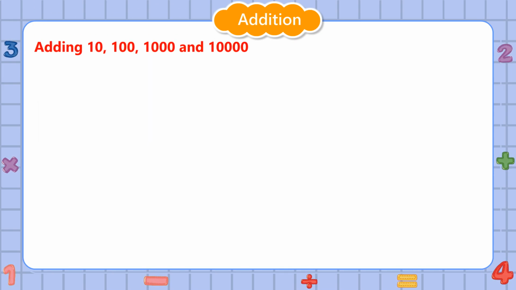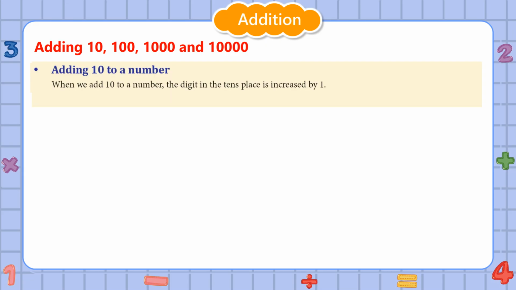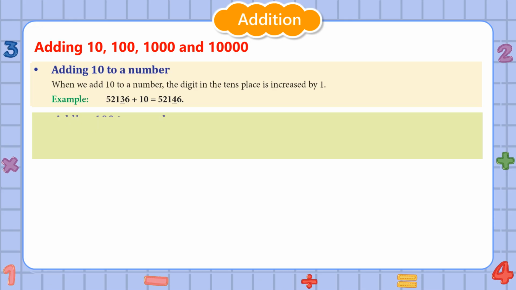Adding 10, 100, 1,000 and 10,000. Adding 10 to a number. When we add 10 to a number, the digit in the tens place is increased by 1. Example: 52,136 plus 10 is equal to 52,146.